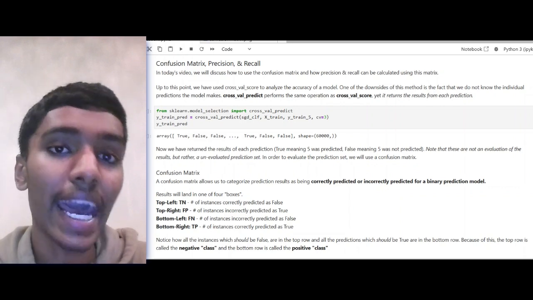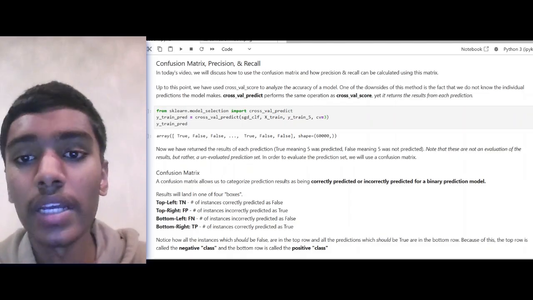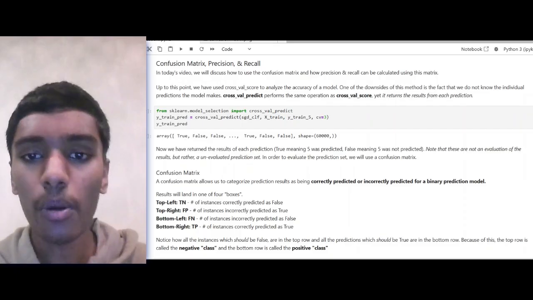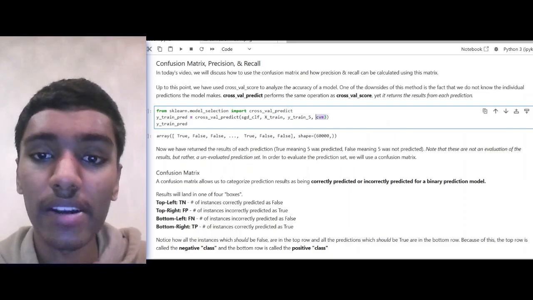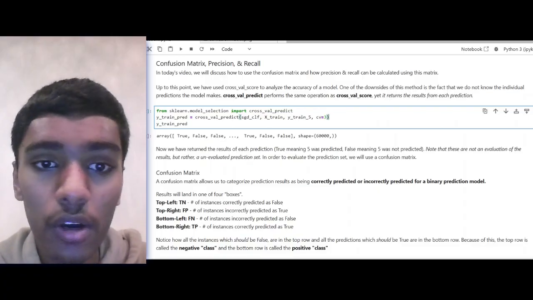Keep in mind, these are not the actual values. These are the predictions that the model made based on the k minus 1 folds that the model is trained on, given that we have k folds. Those k folds, remember, are assigned by our CV parameter, which states the number of folds that we want. You're seeing here that we have the code right over here.